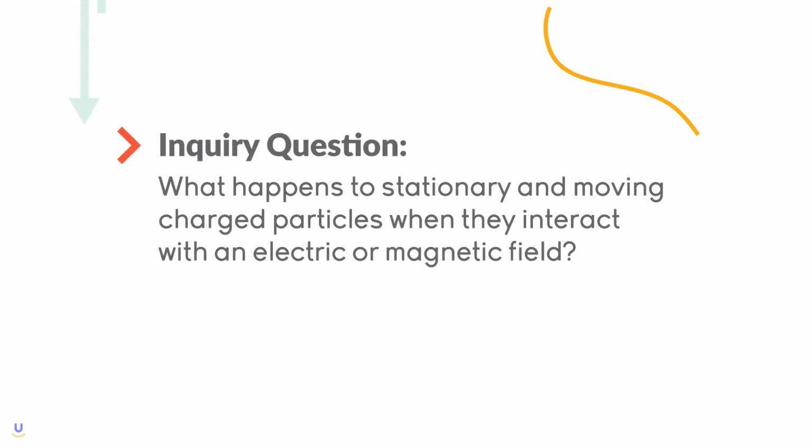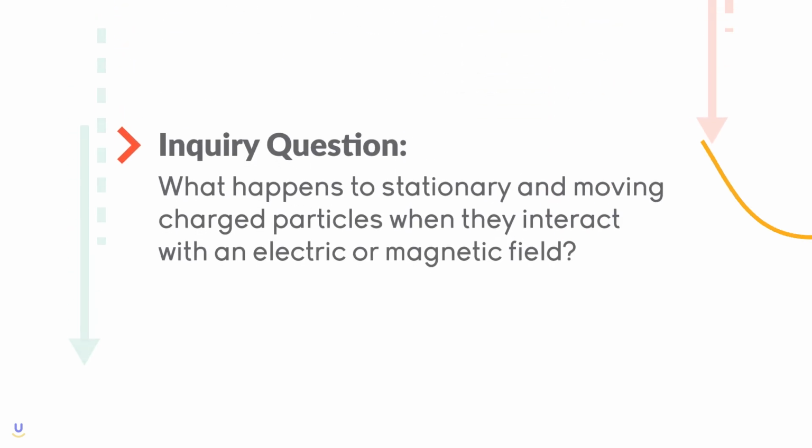The inquiry question for the first topic is, what happens to stationary and moving charged particles when they interact with an electric or magnetic field? In here, we will look at stationary particles and moving charged particles such as electrons or protons, and we'll see what happens to them when they interact with electric or magnetic fields.